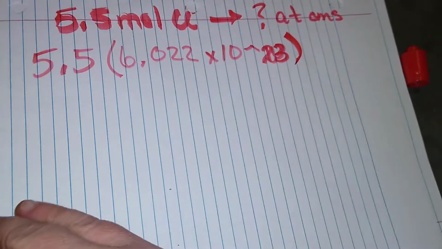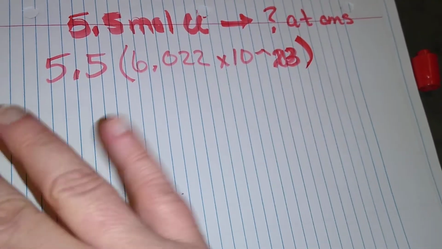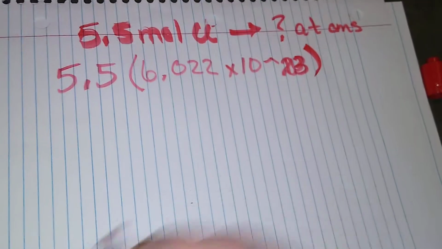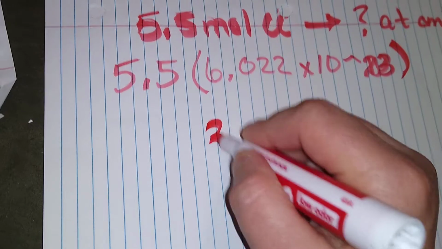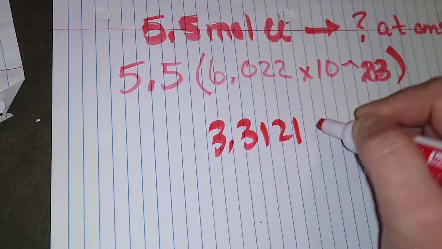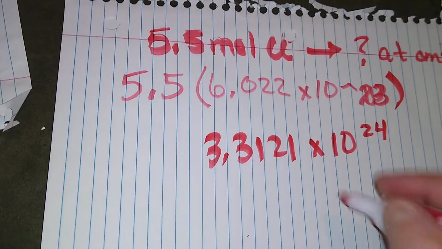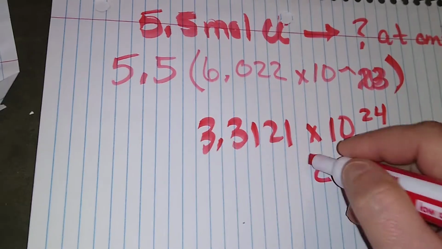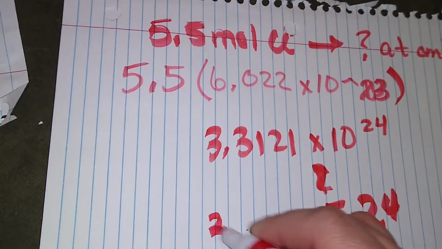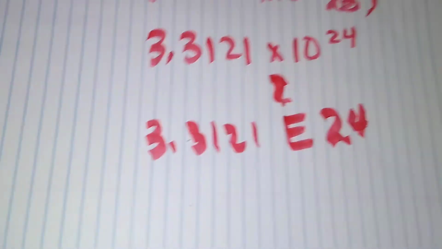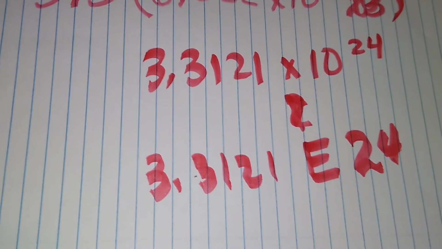Sometimes it depends on the button. If you cannot figure out what it is, please message me and let me know. You can take a screenshot, and I can usually tell you what you need to push to get that exponent of 23. But when you do this, you're going to get 3.3121 times 10 to the 24th. It's going to look funny because your calculator will actually use an E instead of a times 10. So it'll be 3.3121 E 24. Your calculator just writes E because that's what it means, exponent.